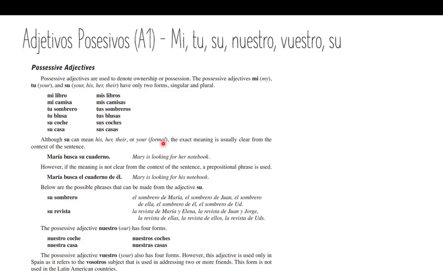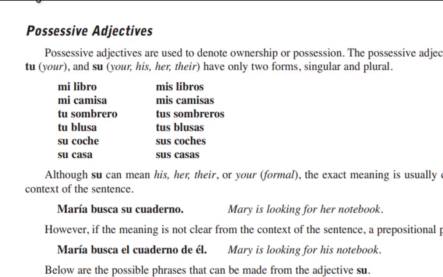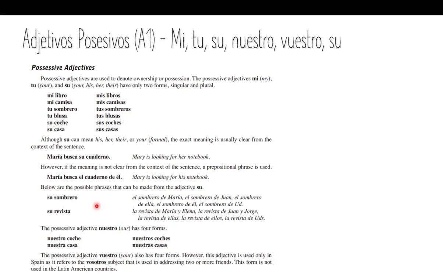And the important thing is that this adjective agrees with the thing you possess. Not with the person possessing, but with the thing you possess. So mi libro, mis libros, mi camisa, mis camisas, tu sombrero, tus sombreros, tu blusa, tus blusas, su coche, sus coches, su casa, sus casas. María busca su cuaderno. If I want to specify, because su could be his, her, and their, if I want to specify that it's his, I say busca el cuaderno de él. Okay.